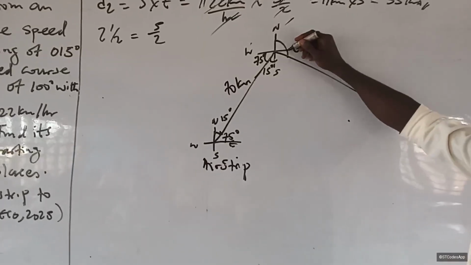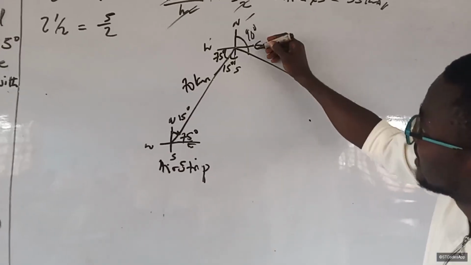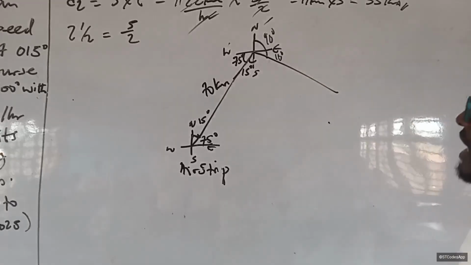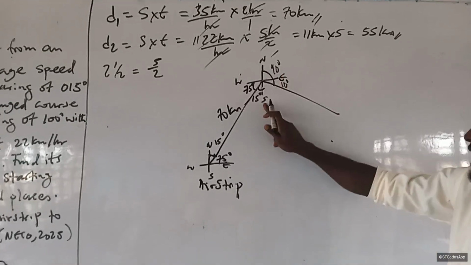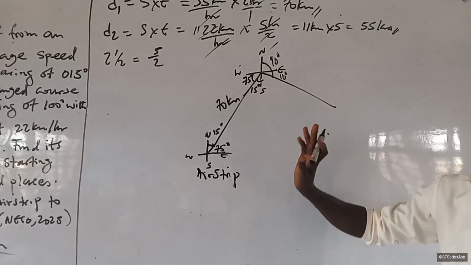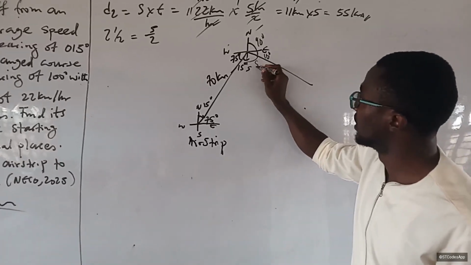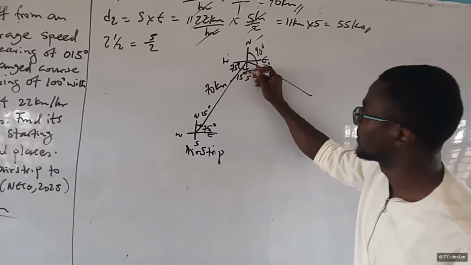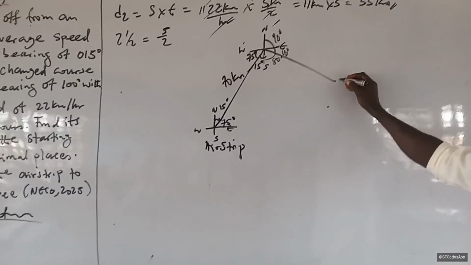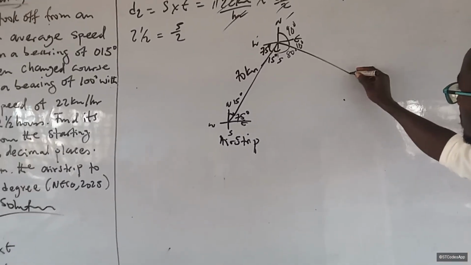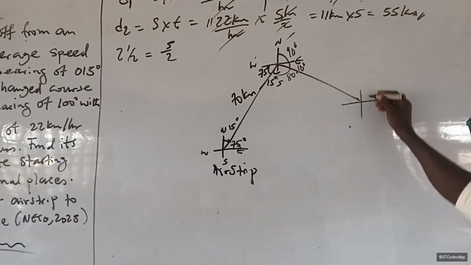That means the angle here is 90 degrees, while this angle here is 10 degrees, right? Now between the east and the south, we have a total angle of 90. So if you take out 10 from 90, you are left with 80 degrees in between this very place, right? Now this is the current position of the aircraft. We are going to draw that cardinal point here, like this.